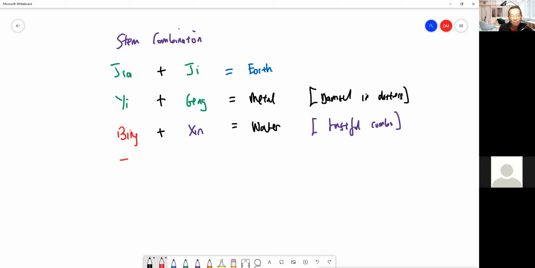Then, of course, we have the ting fire. What does the ting fire combine with? The candlelight dinner. The candlelight dinner combines with the ren water. And what does it produce? It produces wood. So when ren water combines with ting fire, it produces wood. And so today we'll look into the wu earth, and the wu earth combines with the kueh water.